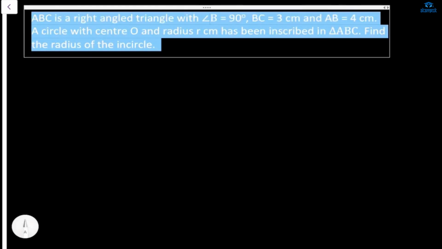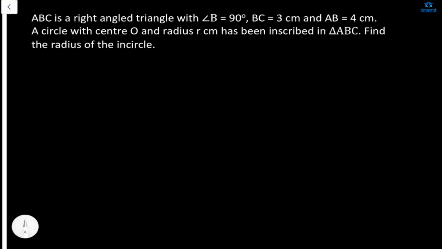Okay. Now try to do this question. Take 5 minutes and then I will explain this question.